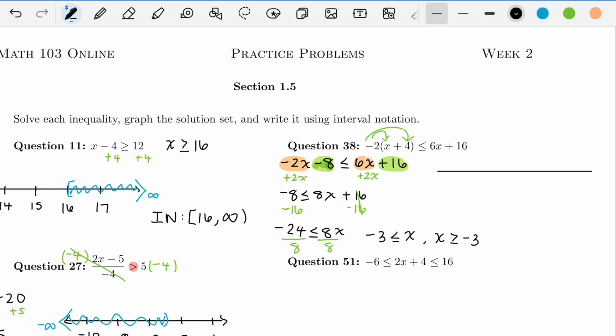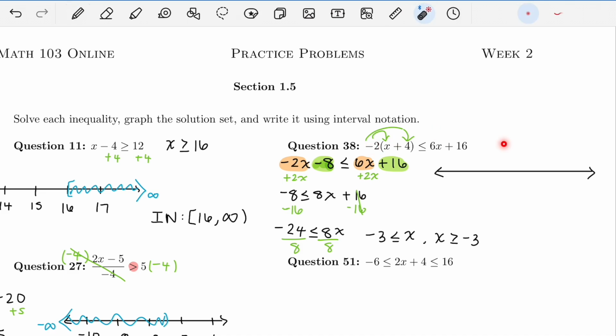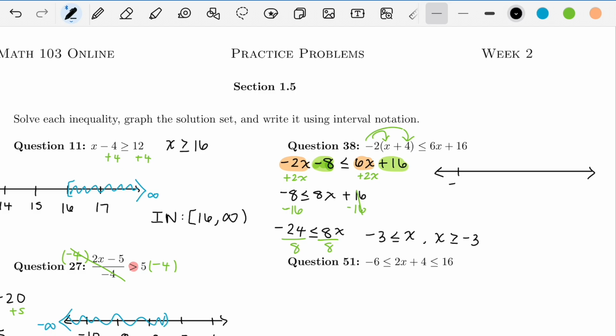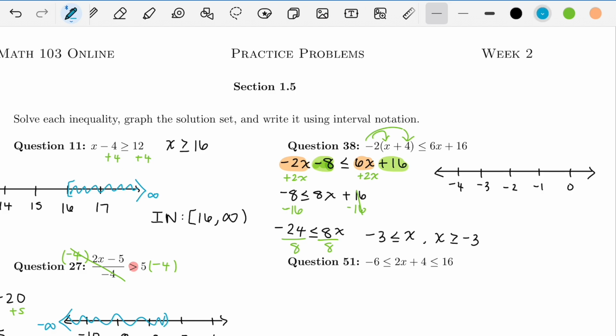Sorry, I'm running out of room. So this tells us the x values that will make this statement true are all x values that are greater than or equal to negative 3. So we have our number line here. Let's label this. All right, so these are all x values greater than or equal to negative 3. So we're going to use a bracket to include that number, negative 3, and then all the way up to infinity here. So in interval notation, we'll use a bracket, and we're going all the way up to infinity.